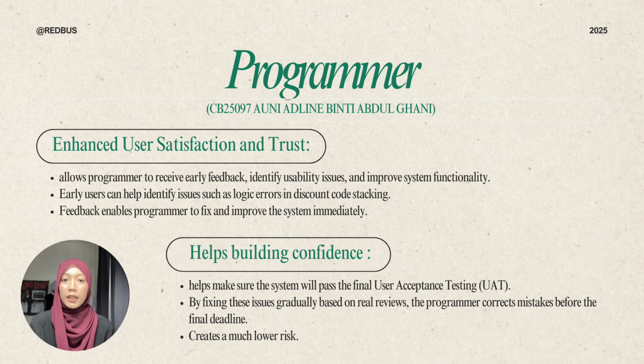Second, it helps build confidence. Involving users early helps make sure the system will pass the final user acceptance testing (UAT). The programmer lets users try the system during the alpha testing stage to search for buses, pick seats, and pay for tickets. When these users give comments, the programmer can see real problems they might have missed, such as unclear price breakdowns where taxes and fees are difficult to understand. This input also highlights payment troubles such as a confirmation page that is too slow or confusing to use. By fixing these issues gradually based on real reviews, the programmer corrects mistakes before the final deadline. This approach creates a much lower risk.